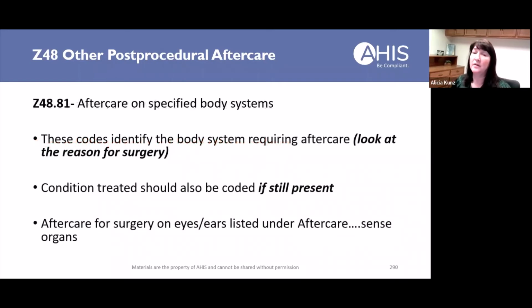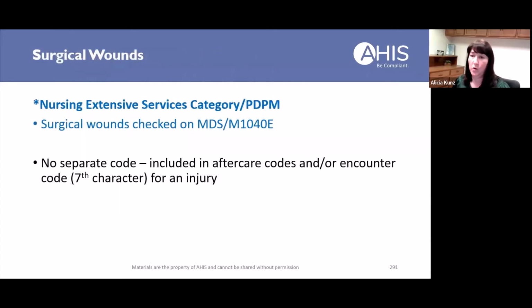And here are those body system codes. There's Z41.81. They are 6 characters. So the 6th character will tell you what body system. And just to be aware, if they had surgery on the eyes or the ears, that would be aftercare following surgery on the sense organs. You won't find a separate one for eyes and ears.